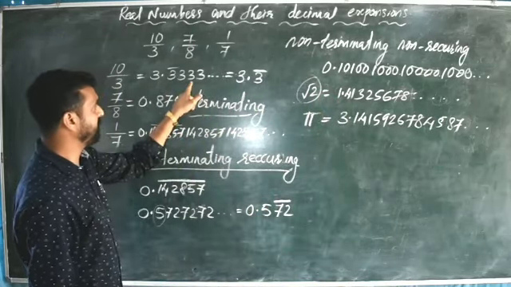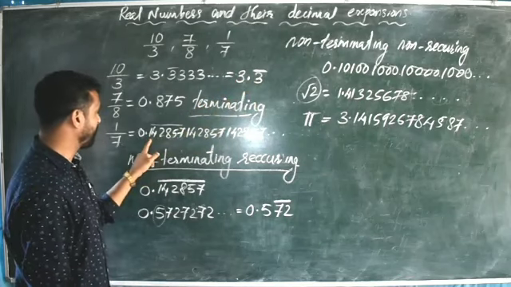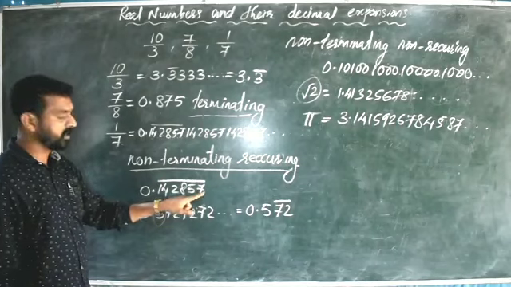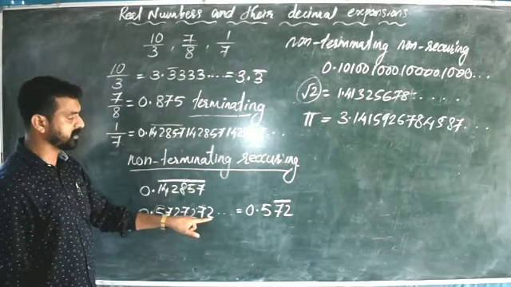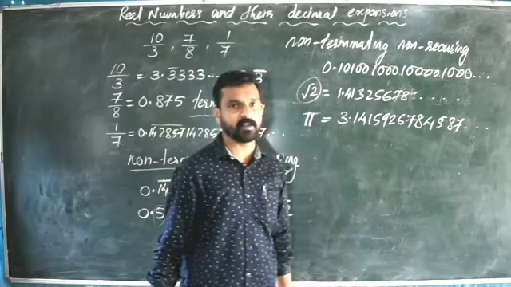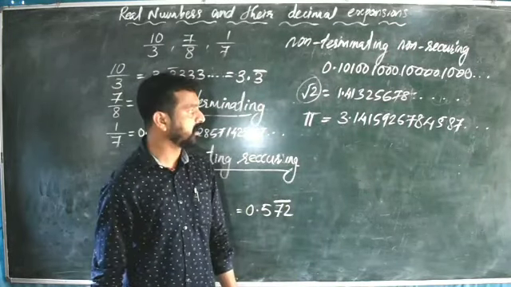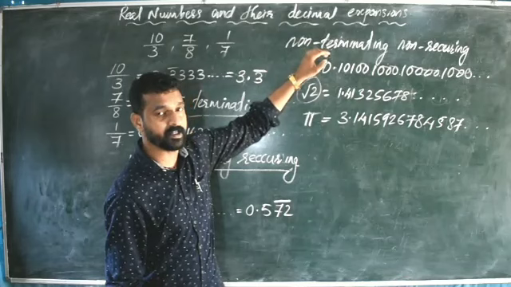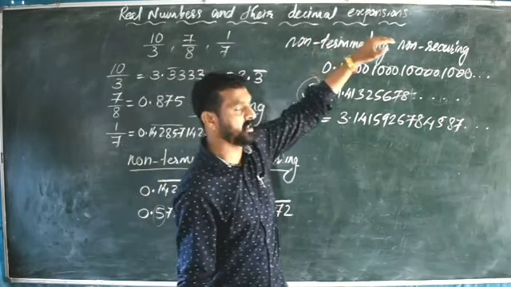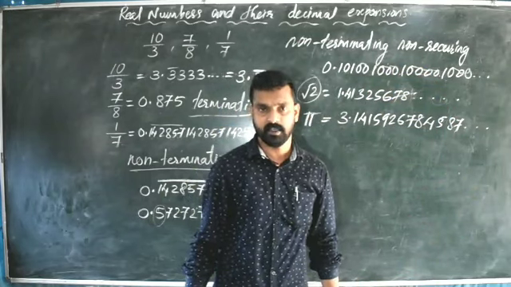If 3 is repeating, then we can write 3 bar. If 142857 is repeating, then we can write 142857 bar. And if 727272 is repeating, then we can write 72 bar. But in this case, can we write a bar on any number? No. So this type of number is called an irrational number, and its decimal expansion is non-terminating and non-recurring.